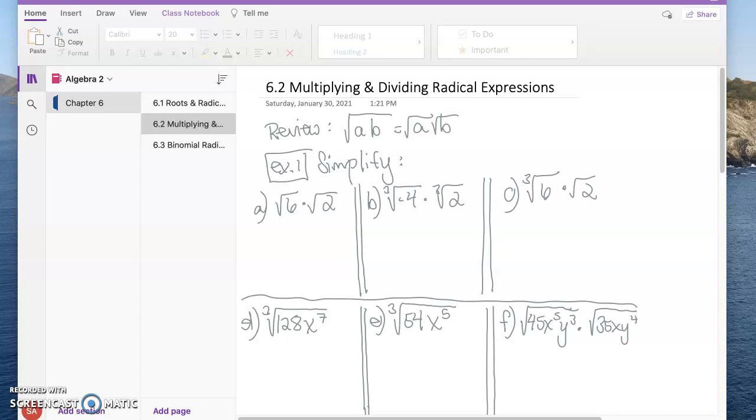All right, let's start 6.2. Go ahead and pause me and copy what you see on your screen. Okay, so the review at the top is from Algebra 1 when we're multiplying underneath the radical.